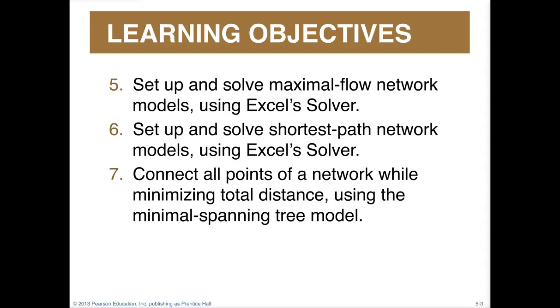So we'll also look at setting up and solving some maximal flow network models using our Excel solver. And we will set up and solve some shortest path network models using the Excel solver. And then finally, we'll talk about connecting all points of a network while minimizing the total distance using what's called a minimum spanning tree model. It sounds more fancy than what it is, but we need to get going here so we can see what a basic network model is. And from that, you'll see how all this comes together.